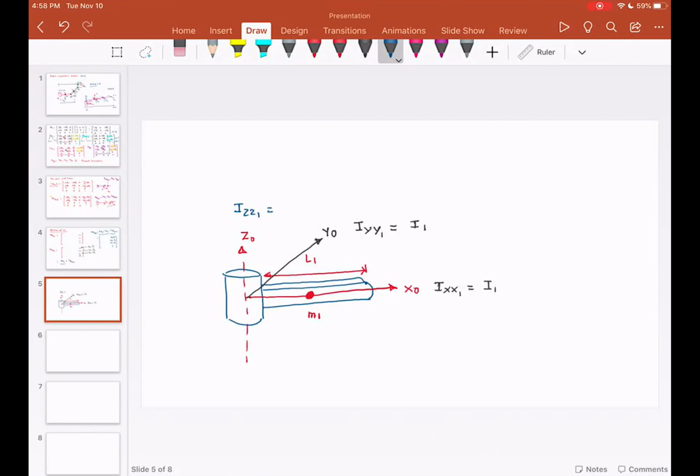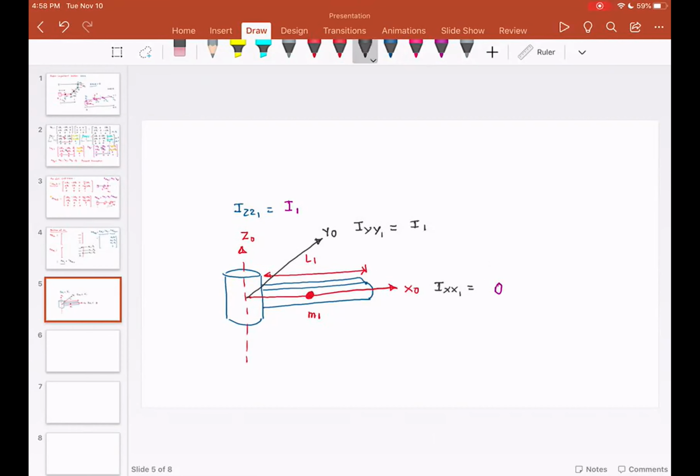Now if you look at the way we have worked out the problems in the past, we have IXX, IYY for a slender rod, IZZ. Actually IXX, sorry, IXX is 0. IYY is I1. IZZ is I1.